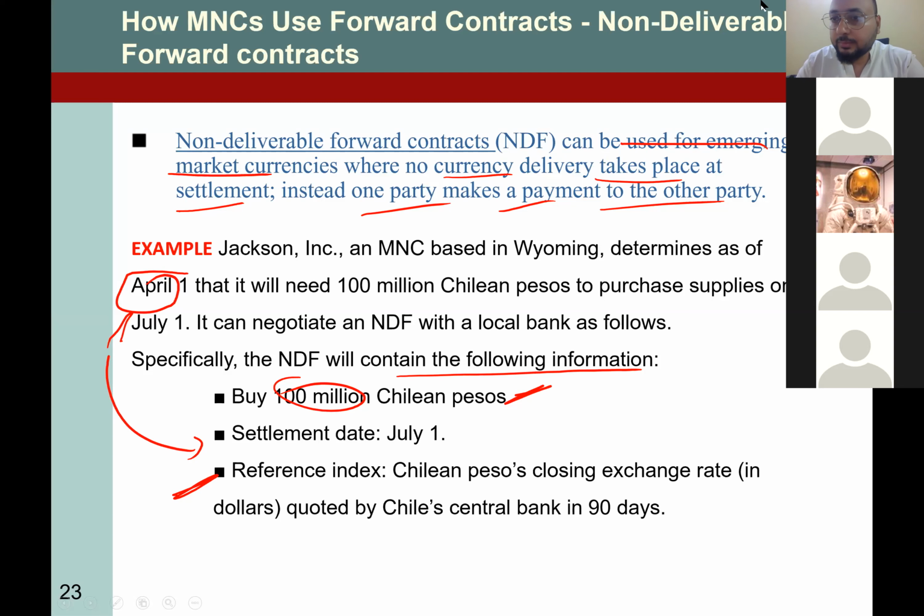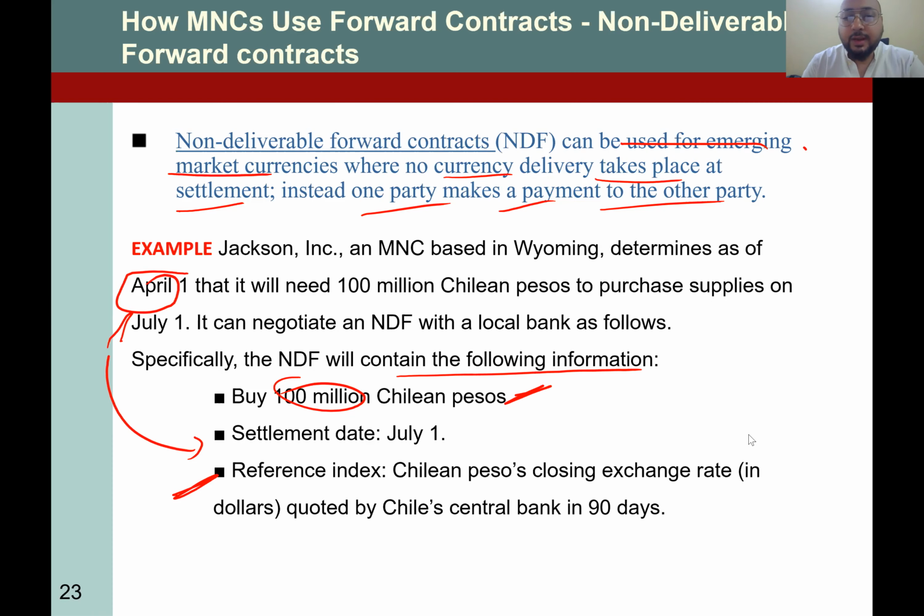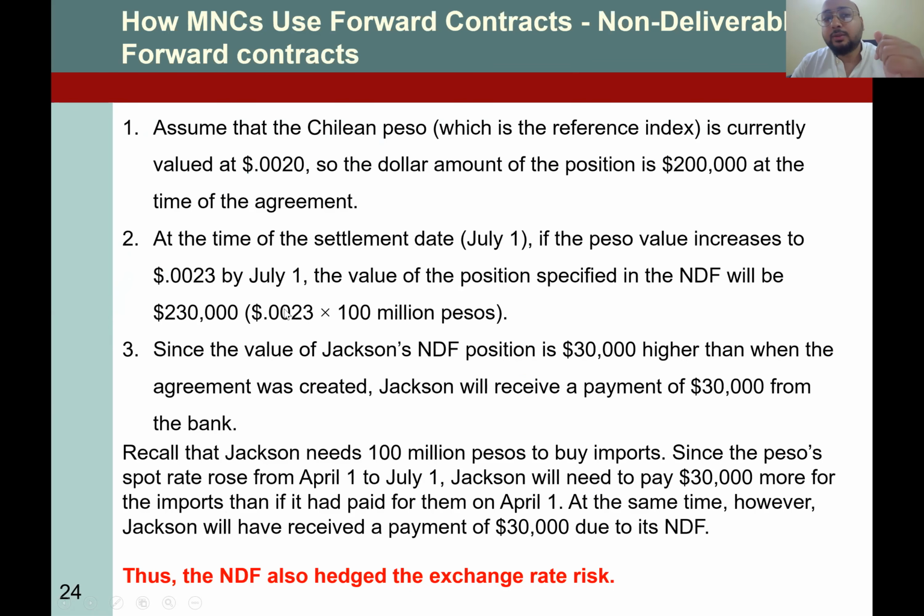So settlement date is July 1st. Reference index is 100 million Chilean pesos, right? So the Chilean peso closing exchange rate is quoted by the Chilean central bank in 90 days. Here we go. How are we going to use that contract here? Assume that the Chilean peso is currently valued at $0.002 per Chilean peso. So the dollar amount needed for the position is $200,000.